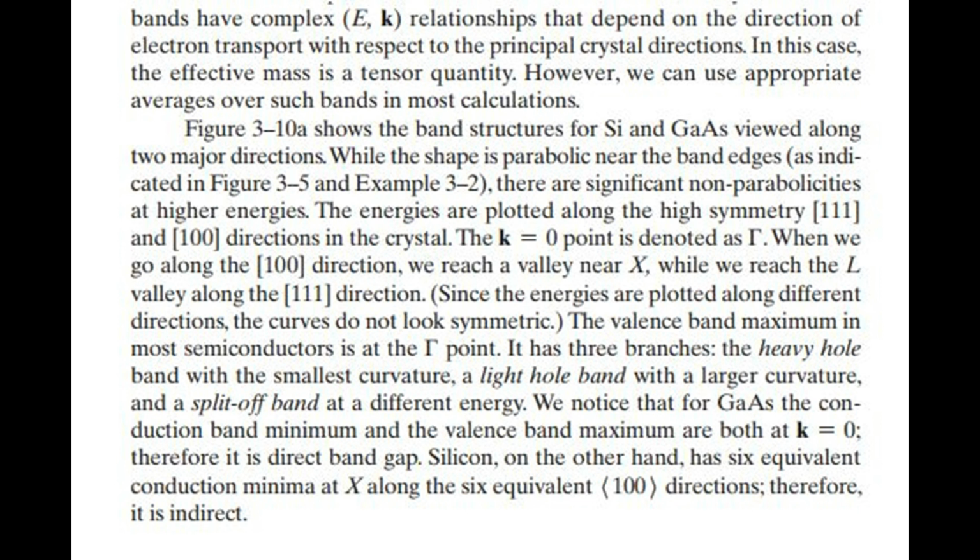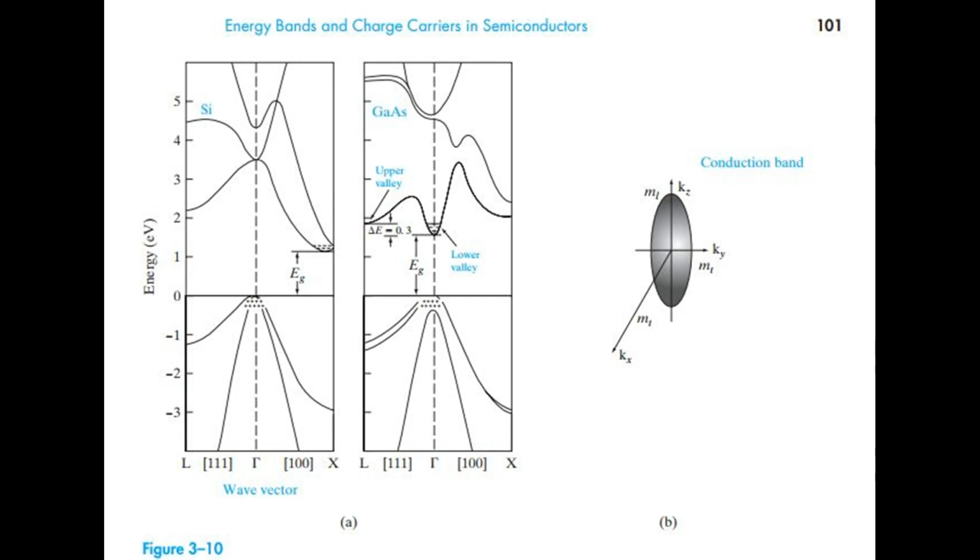Silicon, on the other hand, has 6 equivalent conduction minima at X along the 6 equivalent <100> directions, therefore it is indirect. Figure 3.10. Realistic band structures in semiconductors: A. Conduction and valence bands in silicon and gallium arsenide along <111> and <100>. B. Ellipsoidal constant energy surface for silicon, near the 6 conduction band minima along the X directions. From Chelikowski and Cohen, Phys. Rev. B14, 556, 1976.